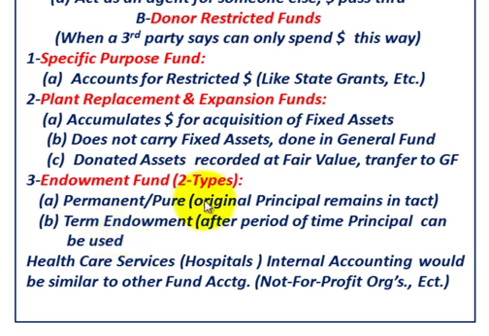So really, you have to make the distinction. You're going to have two different types of endowments: the permanent one, where the original principal remains intact, and then a term endowment. That's just after a period of time, whatever the donor has specified, that's when the principal can be used.